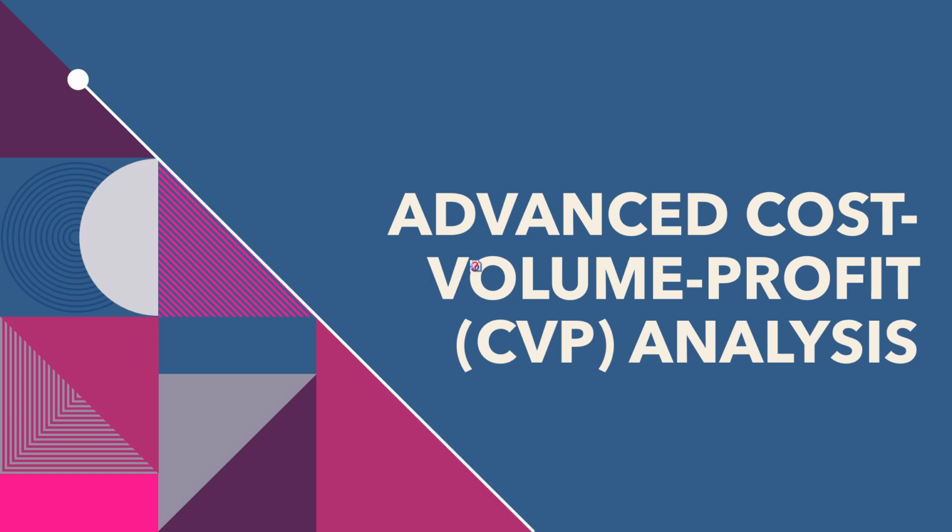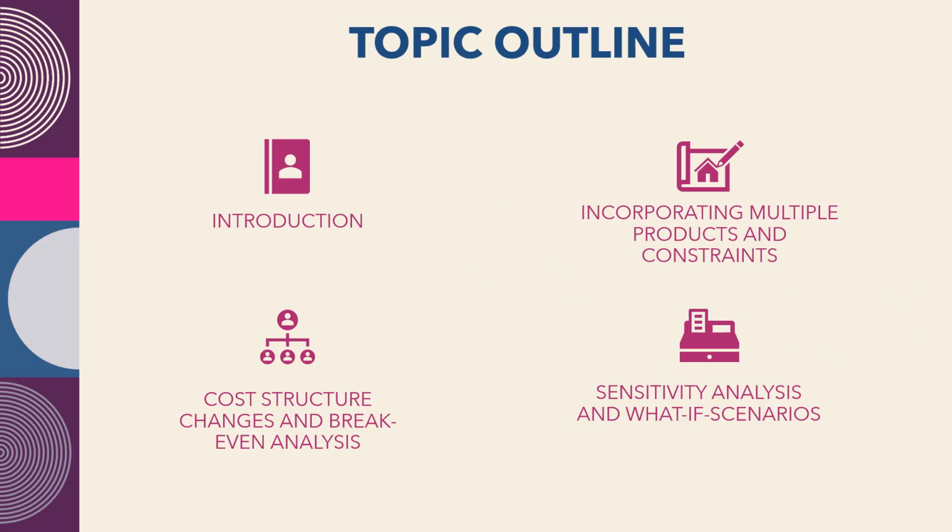Advanced Cost Volume Profit Analysis. This is our fourth chapter under MBA 202. For this topic's outline, we will first introduce what is Advanced Cost Volume Profit Analysis, to be followed by incorporating multiple products and constraints. Next would be the discussion on cost structure changes and break-even analysis. And lastly, the discussion on sensitivity analysis and what-if scenarios.